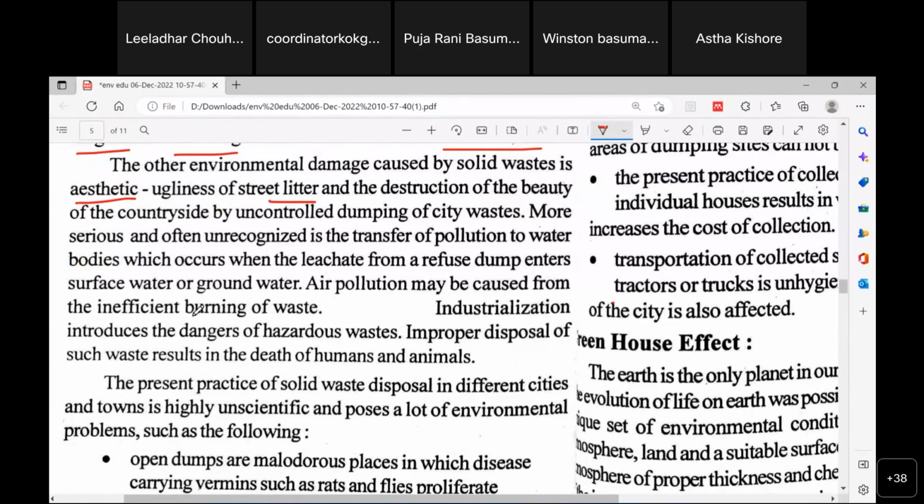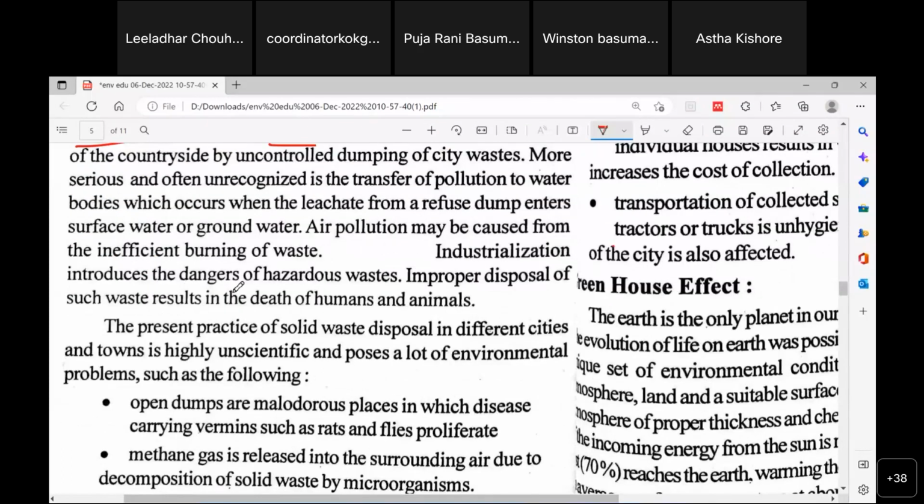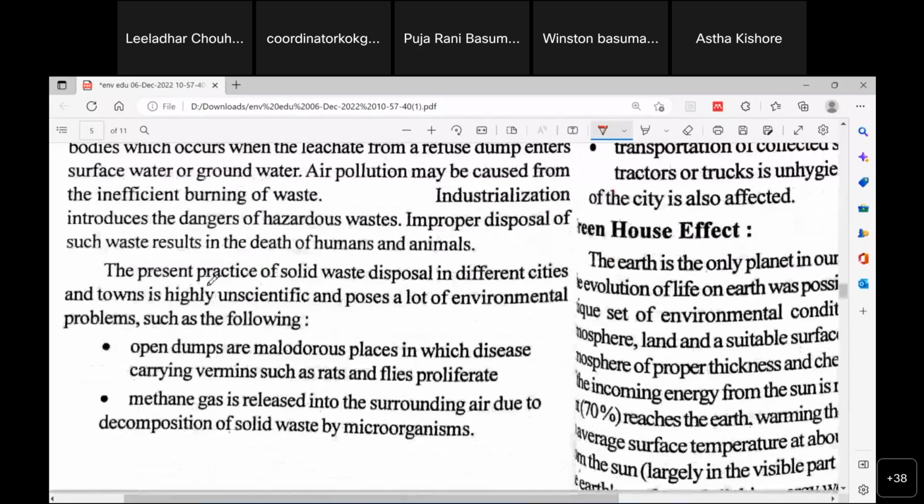Yes, that I already explained. Industrial activity produces dangerous, hazardous waste. Solid waste which is coming from industry may contain heavy metals, and those things are very dangerous to our day to day activities if they come in the food chain. So improper disposal of solid waste, for example from industry, results in death of humans and animals.